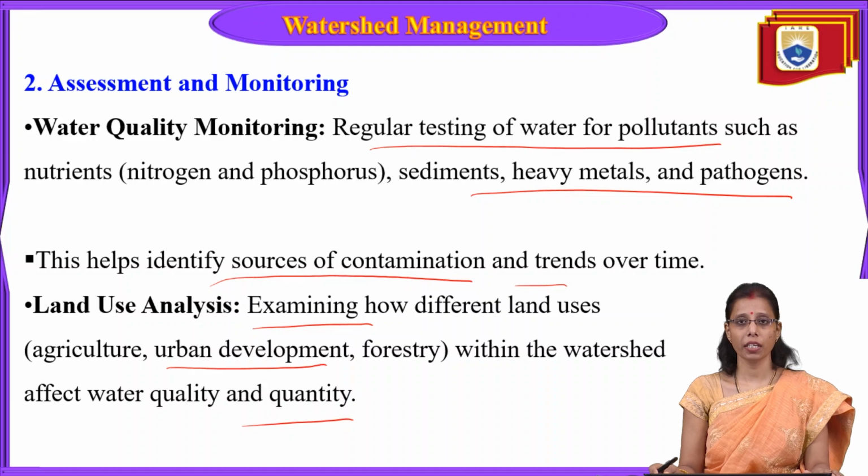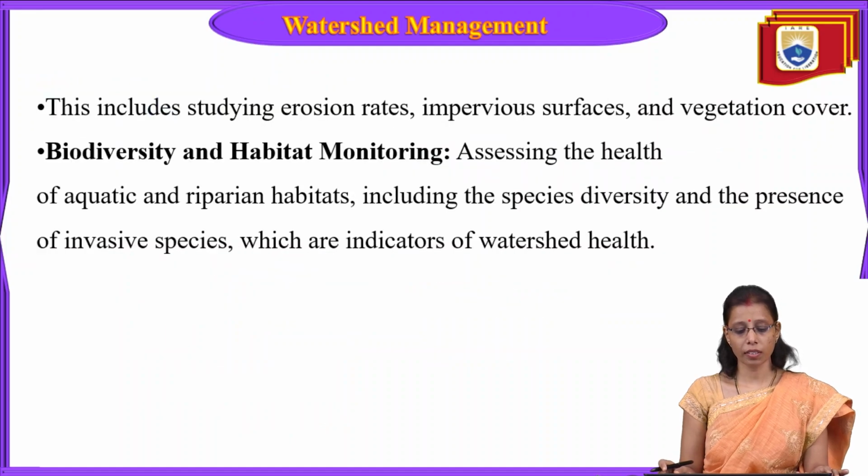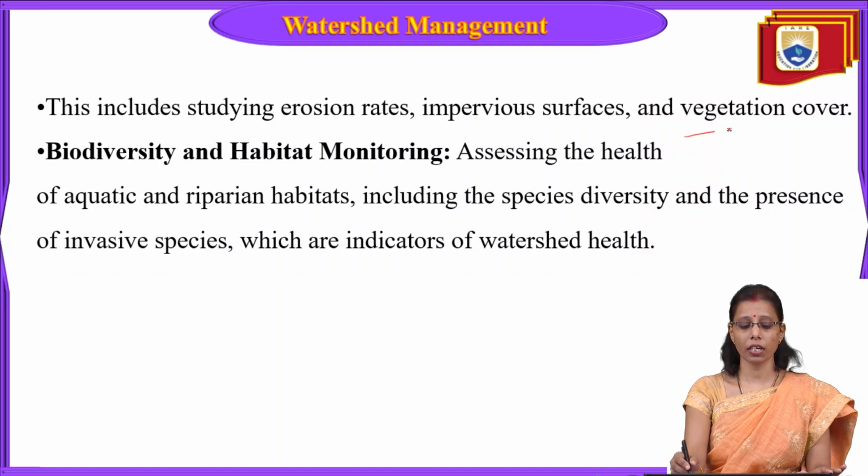Land use is how much area is utilized by agricultural and developmental activities and forest boundaries. So within the watershed, it affects the quality and quantity of the water. This includes studying the erosion rates, impervious surfaces, and vegetation cover in such regions.